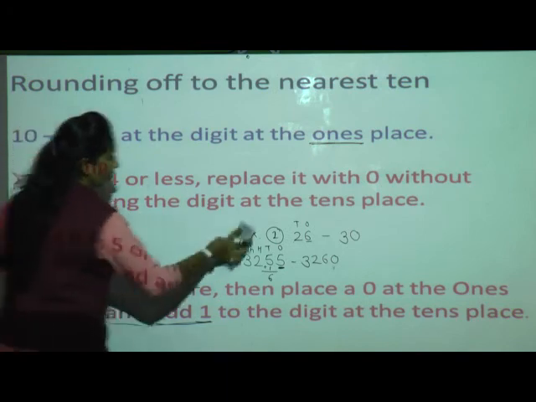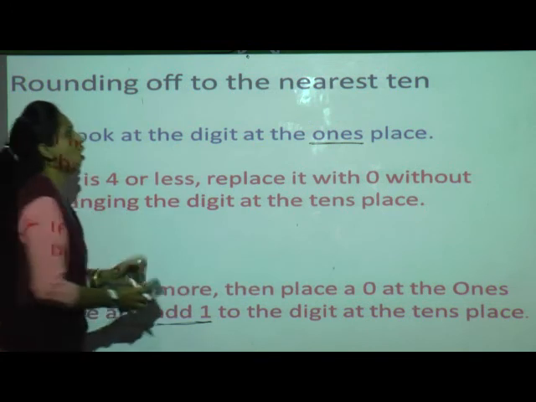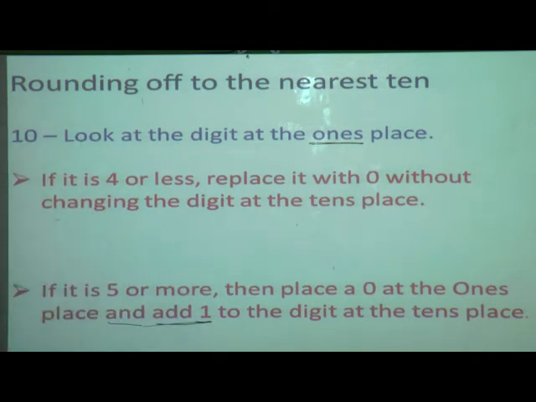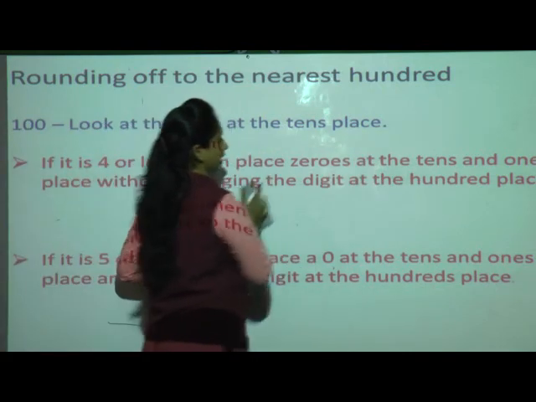Okay. Now we will move to the next. We have seen rounding off to the nearest 10. Now we will see rounding off to the nearest 100.